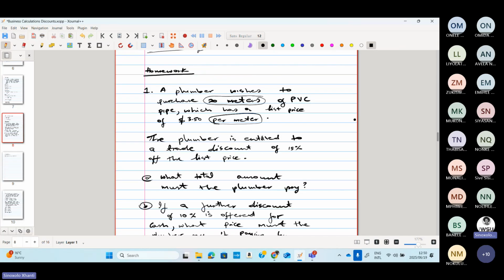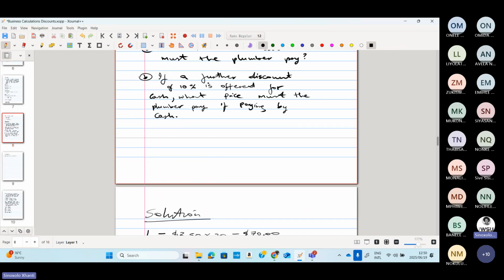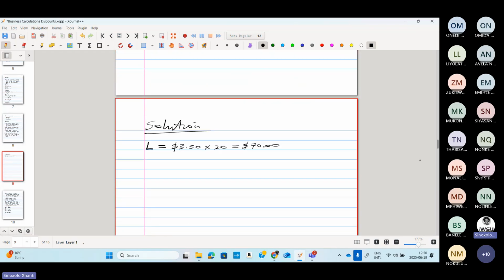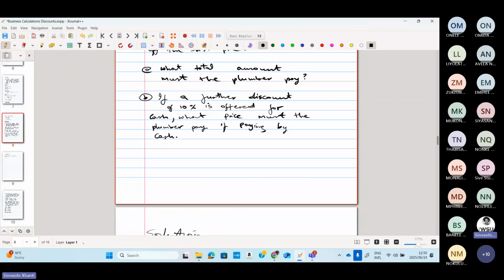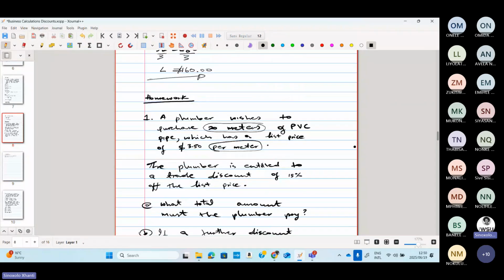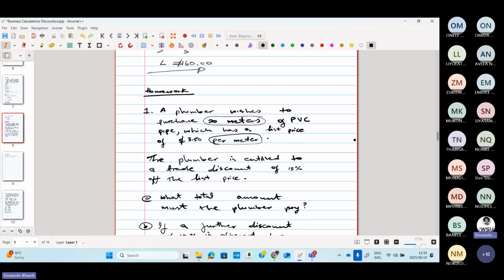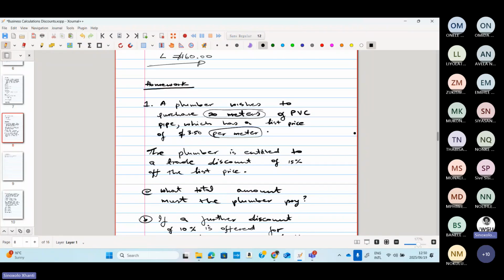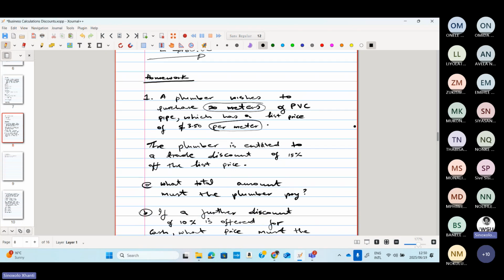Let's go back again. Now, the plumber is entitled to a trade discount of 15% of the list price, which means our R, which is the rate of discount, is just 15%, or simply 0.15. So we are having that R there. What is also given there? Actually, this is the only thing that is given. What is the total amount the plumber must pay? So these are the only things that are given.